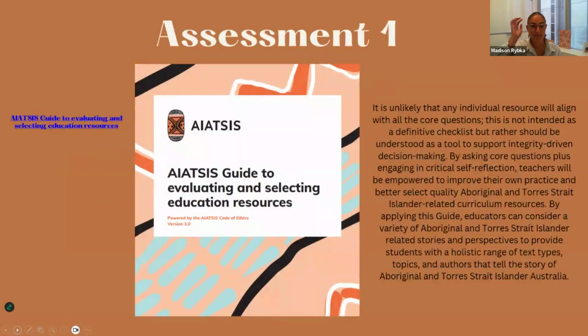So the assessment with our IATSIS guideline, hopefully you've all seen it. If not, don't worry, don't stress, we still have time. This is made by the IATSIS community to help you as teachers when you are out teaching to critically look at resources that are out there and to see if it is appropriate to use, looking at a variety of resources and where they come from.